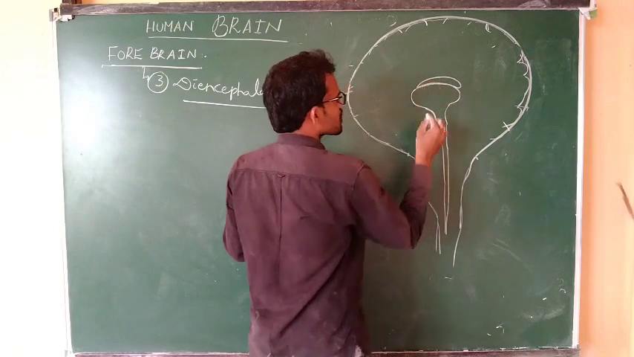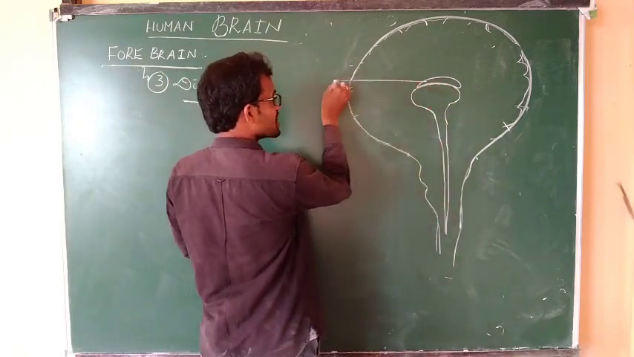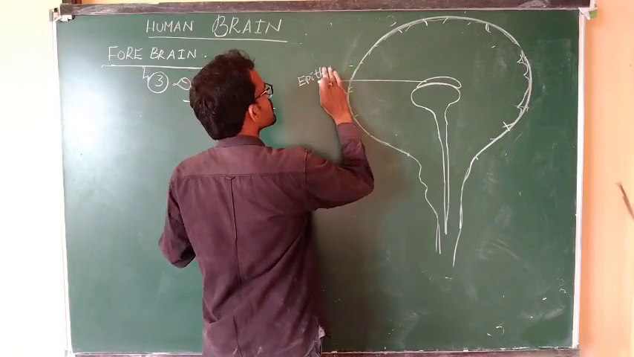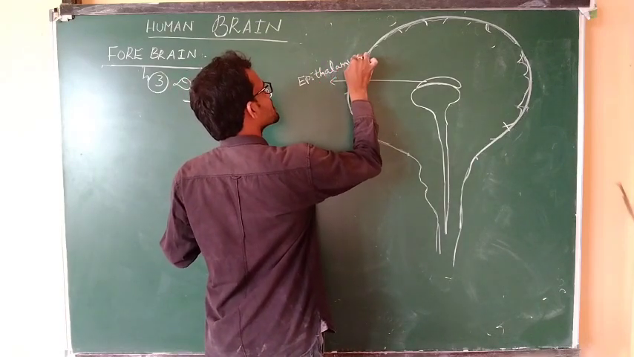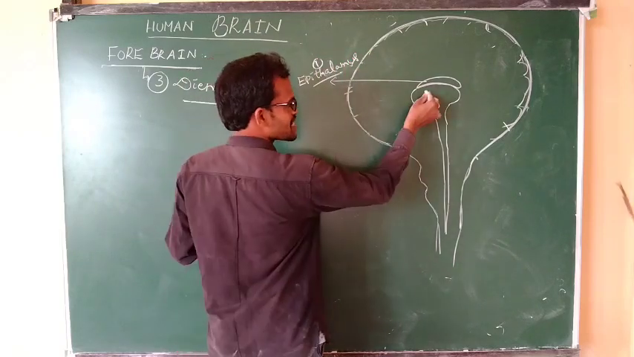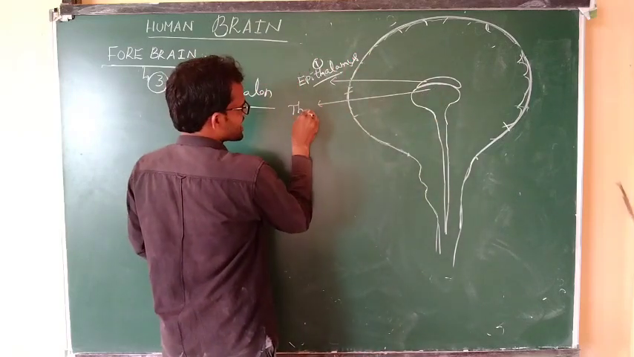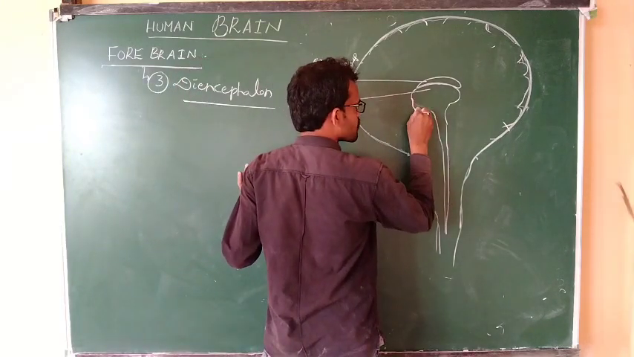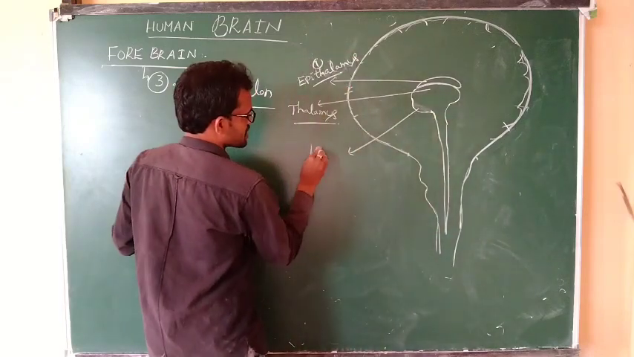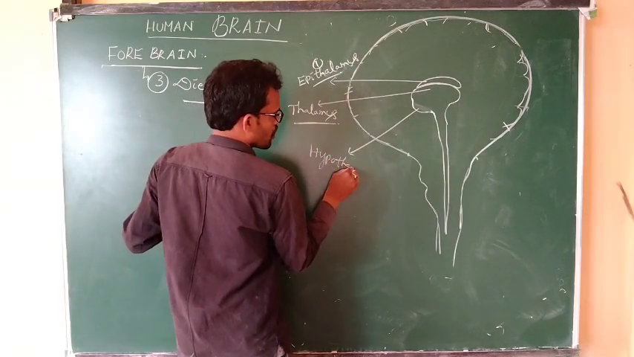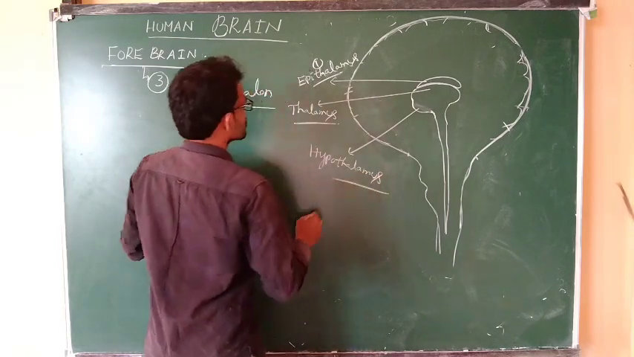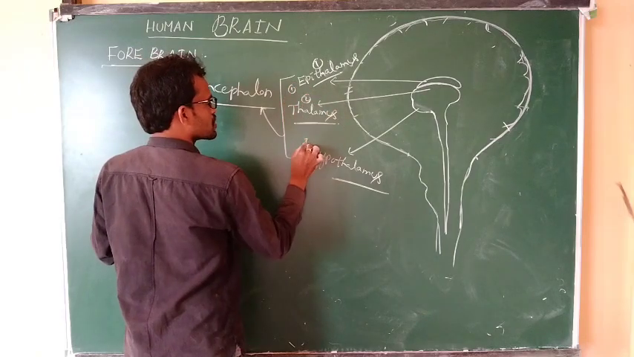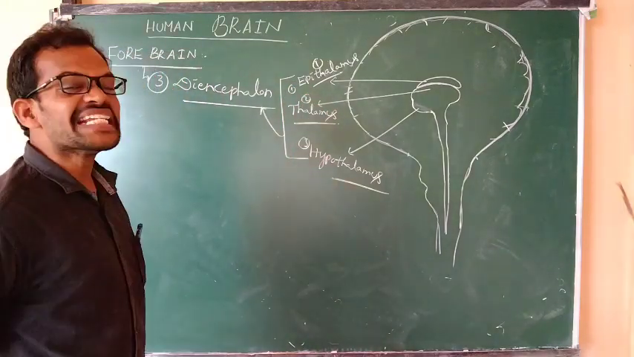The roof of the thalamus is known as the epithalamus. The next part is the thalamus. The next one is the hypothalamus. These three parts, the first, second and third, together are known as the diencephalon.